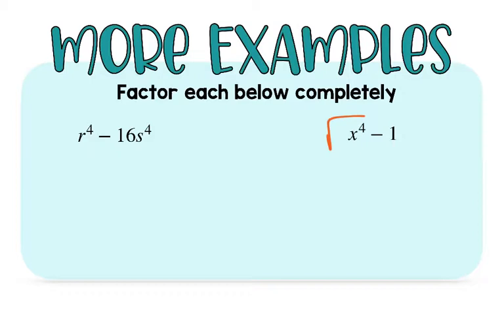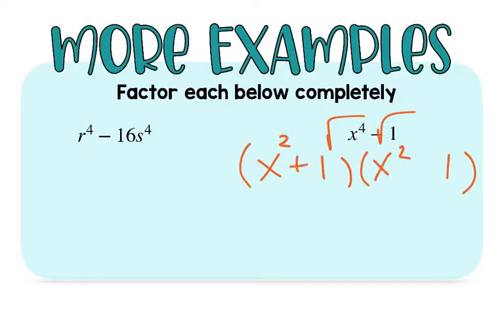If I take the square root of both things, I would get, let's see, what's the square root of x to the 4th? X squared. The square root of 1 is 1. So my numbers and letters are x squared plus 1 and x squared minus 1. This one I'm done because there's a plus sign. So I'm just going to write that again. I can't do anything. I'm not going to change it.